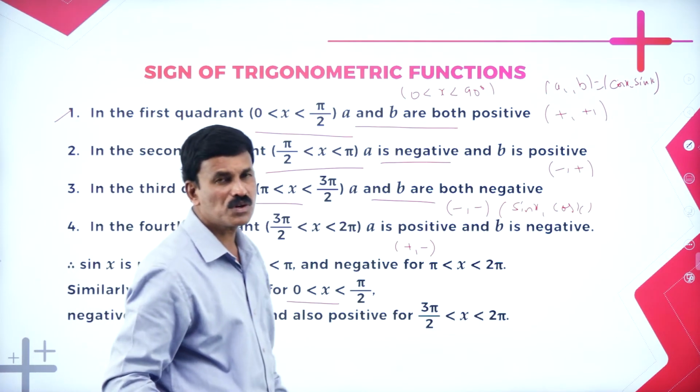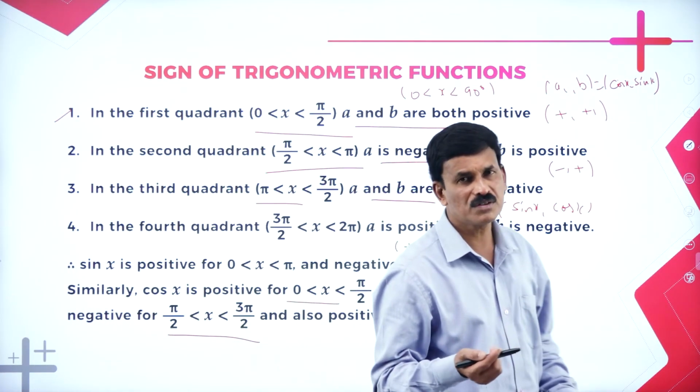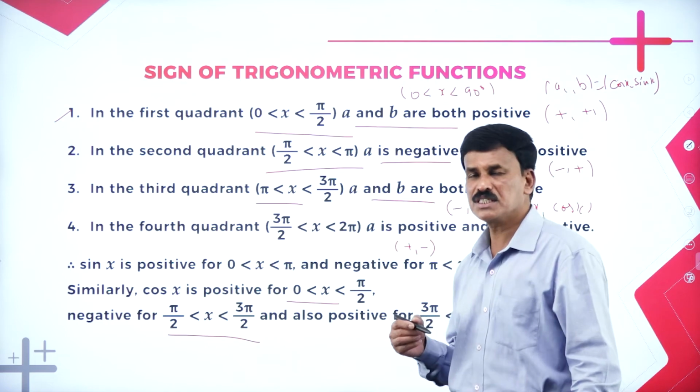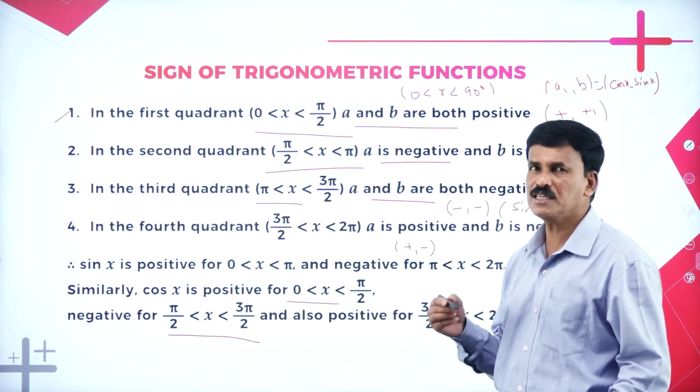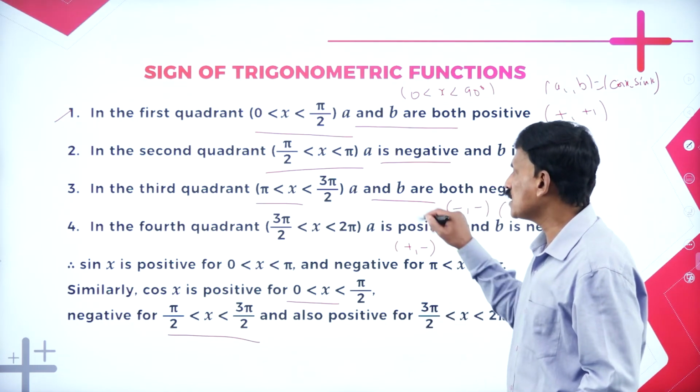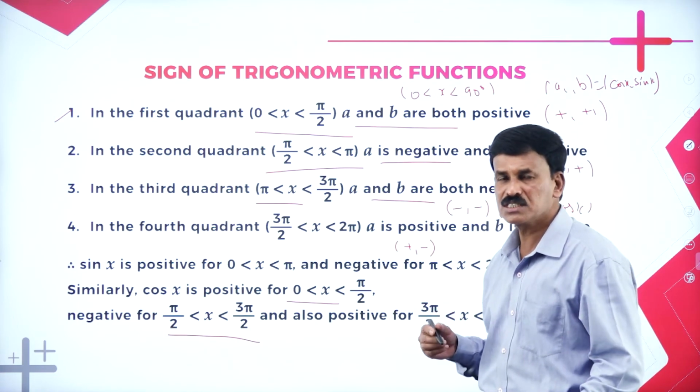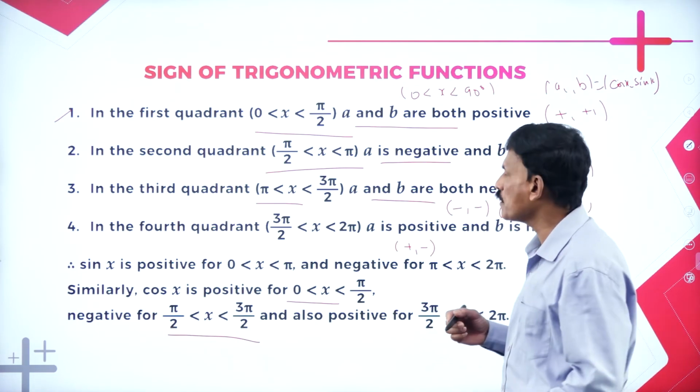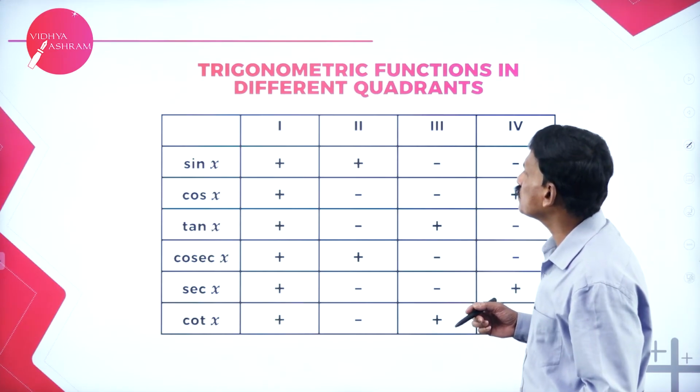So depending upon this, we can put this in the form of a table: whether sin x is positive in the first, second, third, or fourth quadrant, and similarly what is the condition for cos x in the first, second, third and fourth quadrant. So this is how we are going to assign the signs for sin x and cos x.